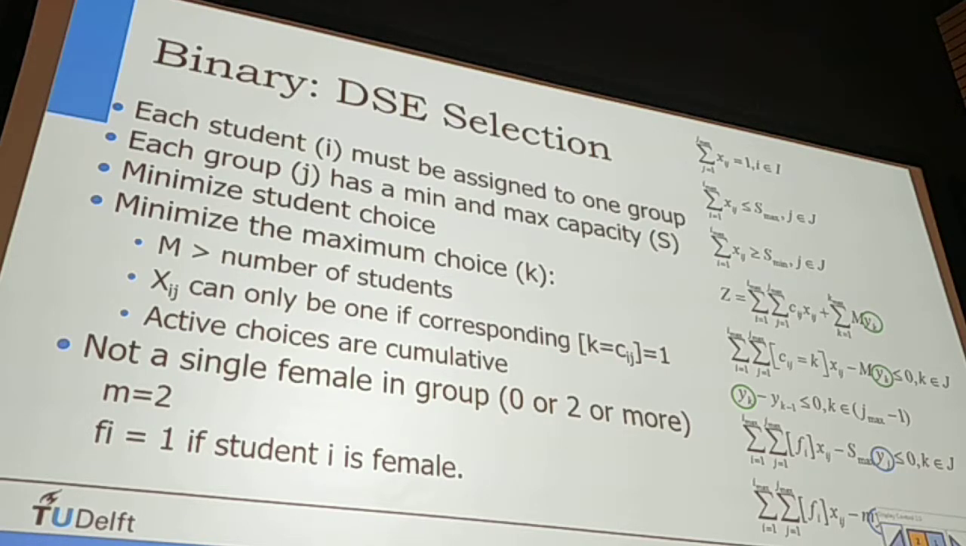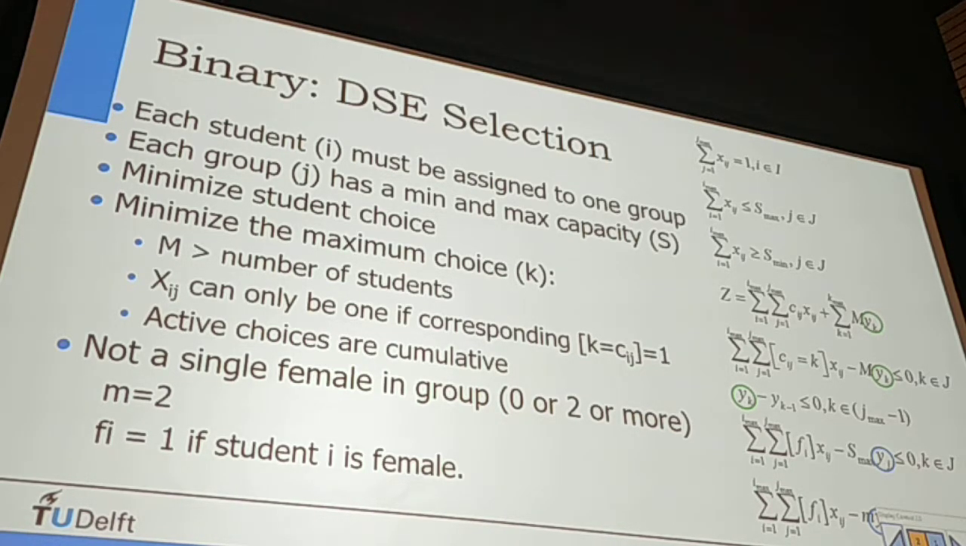So you can see at the top, the top constraint basically says that every student has to be assigned to a group. So Y is a student and J is a group, so every student must be assigned to a group. The next one basically says that the number of students in the group has to be lower or equal to a certain maximum number, usually 10, and larger or equal to a certain minimum number, usually 9, so every group must be between 9 and 10 members.